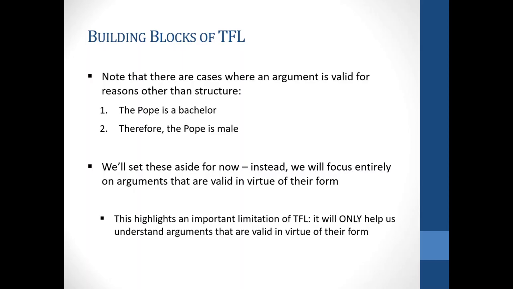Here's an example. The Pope is a bachelor. Therefore, the Pope is male. Now, this is a valid argument. And it's a valid argument because being a bachelor just is being an unmarried male. So if the Pope is a bachelor, he has to be male, just part of the package. But note, if we symbolize this into a structure, into a scheme, it would be premise 1, A. Conclusion, B. And that's very obviously not a valid structure.